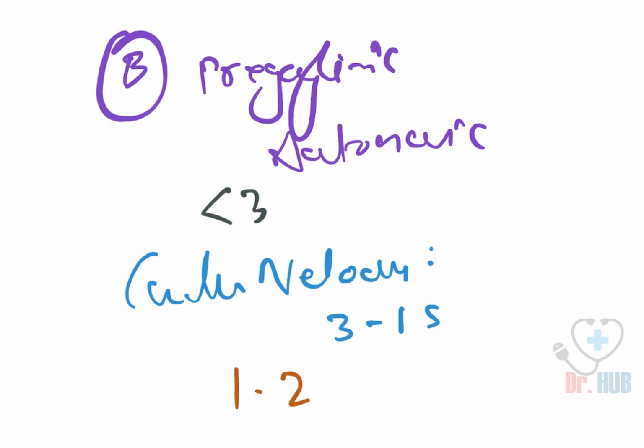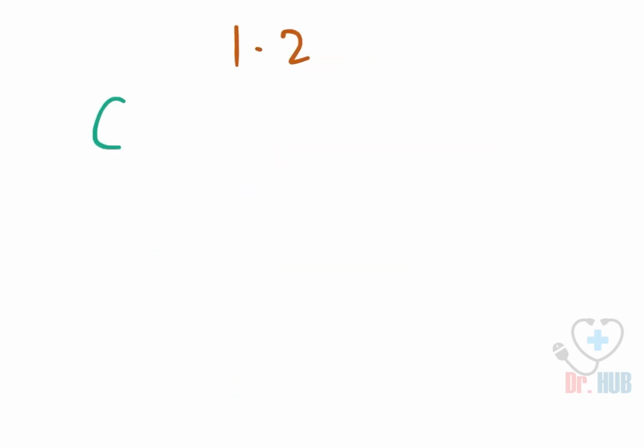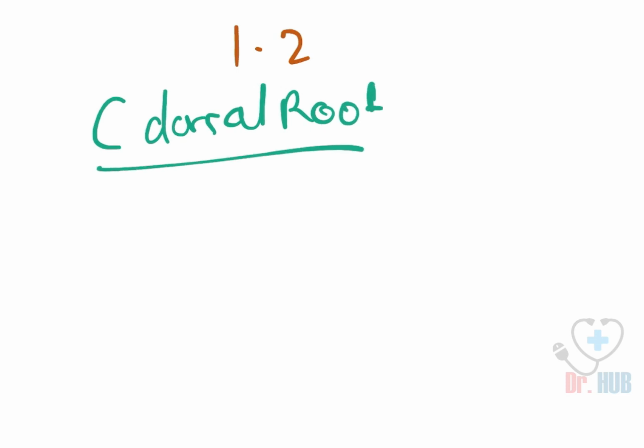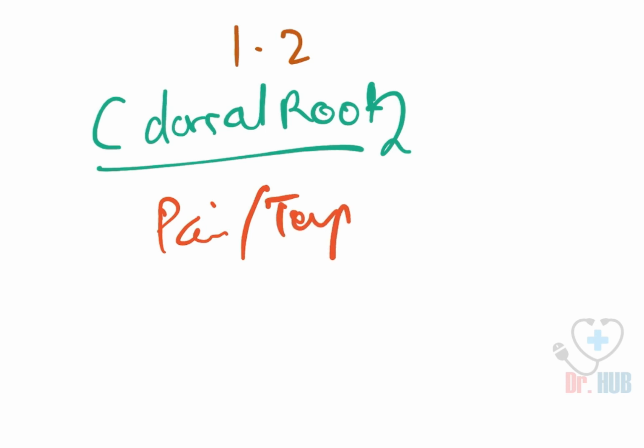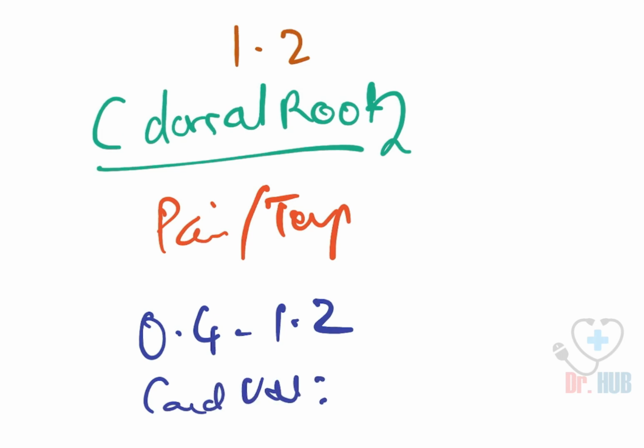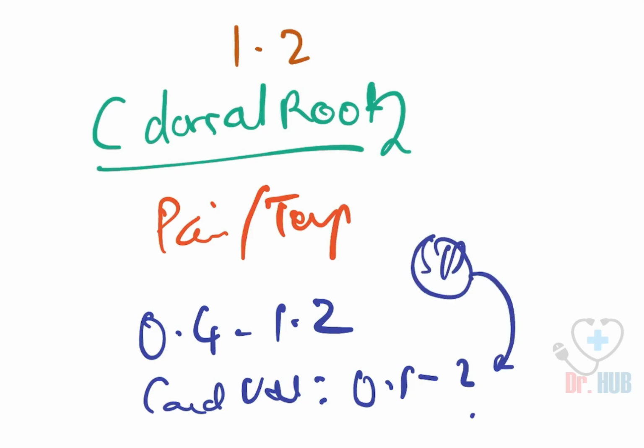Next, we move on to the C dorsal root. The C dorsal root fiber deals with pain as well as temperature. What is the fiber diameter? The fiber diameter here is about 0.4 to 1.2. And what is the conduction velocity? The conduction velocity is 0.5 to 2. And the spike duration is 2.